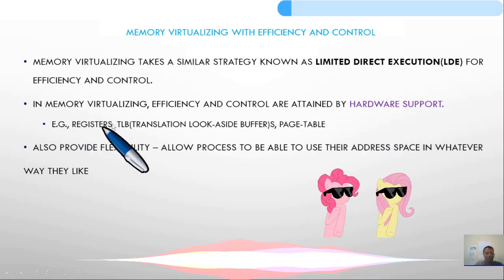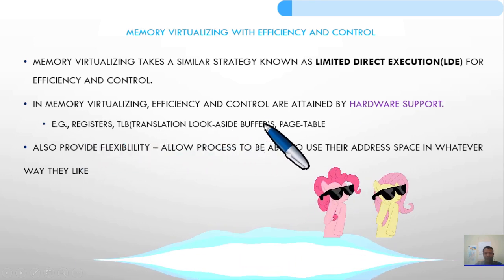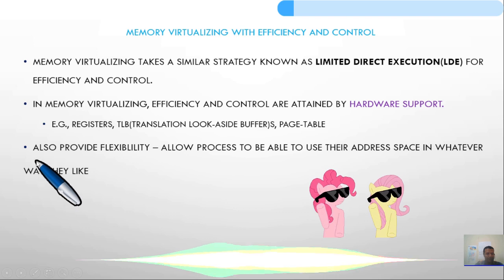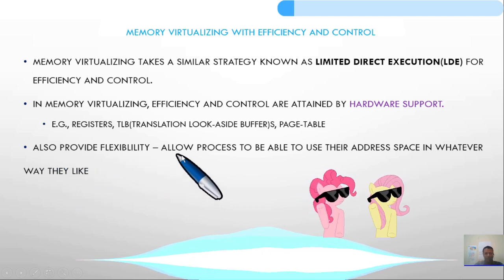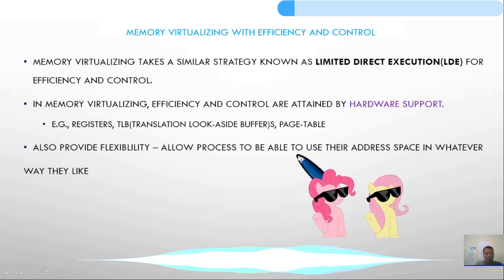For example, we need registers and we need translation lookaside buffers. These are the buffers by which virtual memory is translated into physical memory. All the information will be found in the TLB, the page table, and so on. It also provides flexibility, allowing processes to use their address space in whatever way they like.